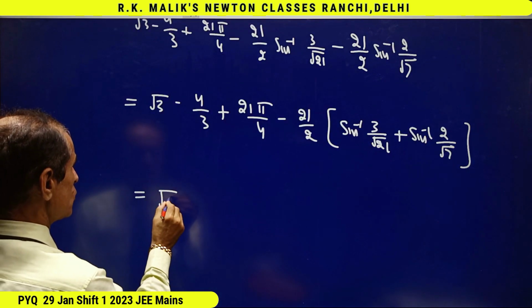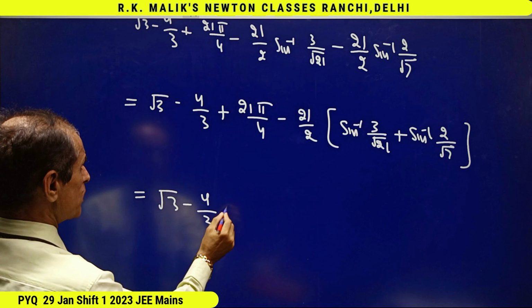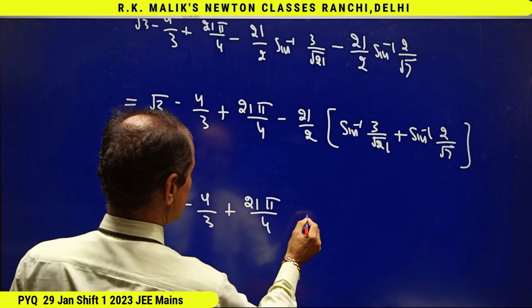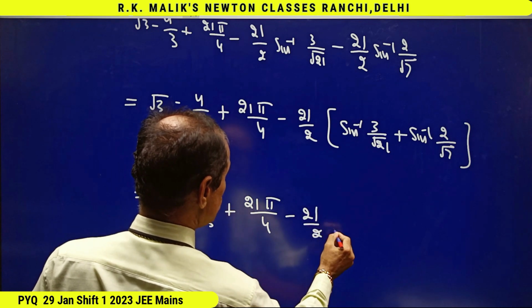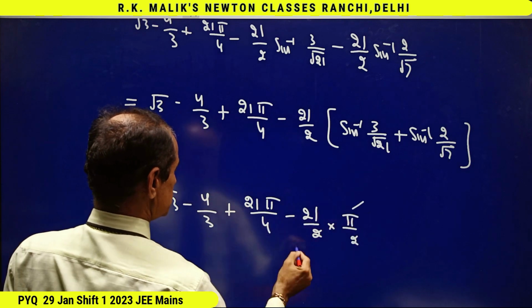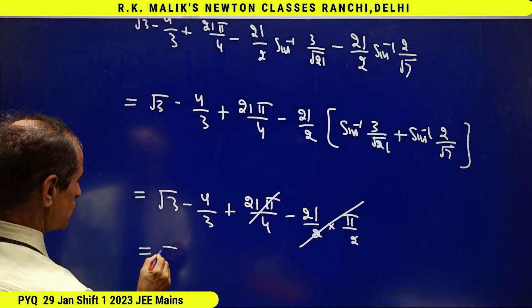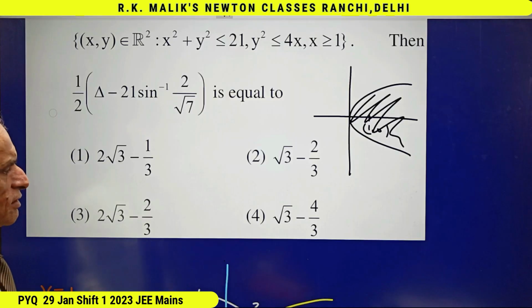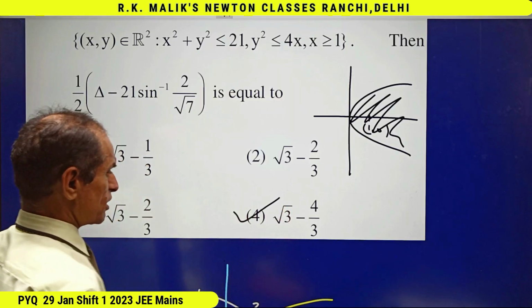Therefore I get root 3 minus 4 by 3 plus 21 pi by 4 minus 21 by 2 into pi by 2. That is, this will cancel with this. I will get the answer root 3 minus 4 by 3. Hence I conclude that the fourth choice is the correct choice.